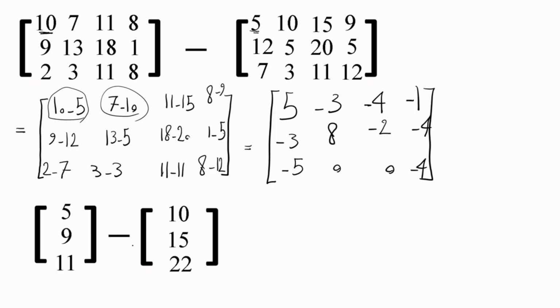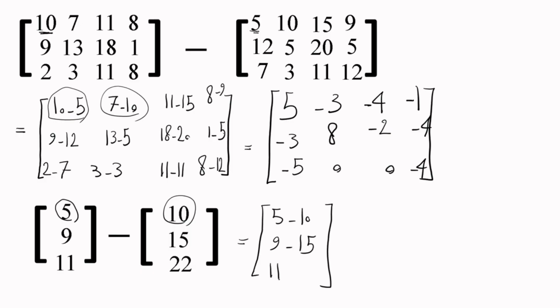Now we want to subtract these two matrices. I told you, you must subtract corresponding elements. So this one minus this one: 5 minus 10, 9 minus 15, and 11 minus 22. What am I going to have? I'm going to have minus 5, minus 6, and minus 11. This is the answer of this example.